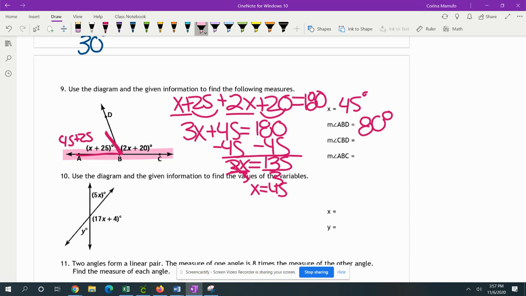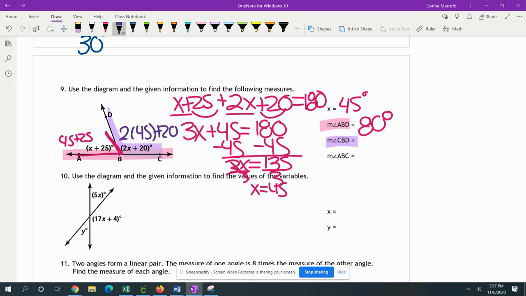Okay, next they're asking us for CBD. So C, B, and D is this side over here. So we're going to do 2 times 45 plus 20. Remember, these are not equal. They're a linear pair, so they should add up to 180. So 2 times 45 is 90, plus 20 is 110.